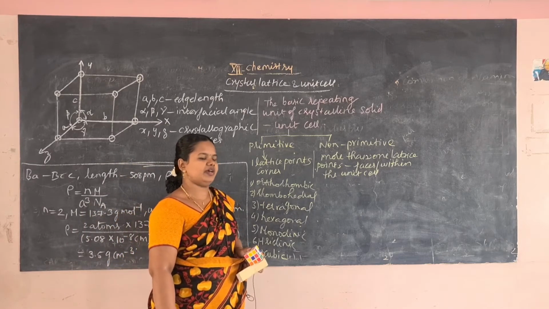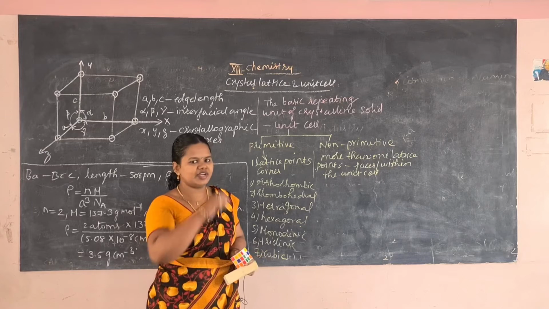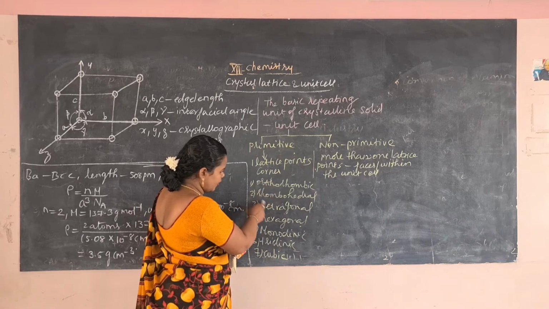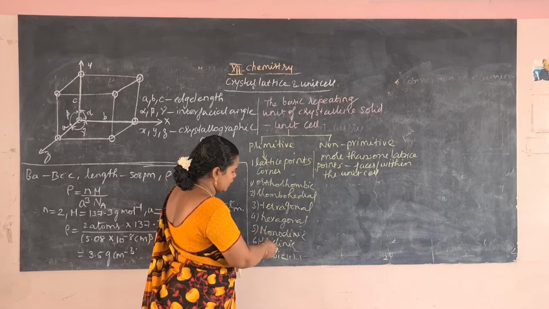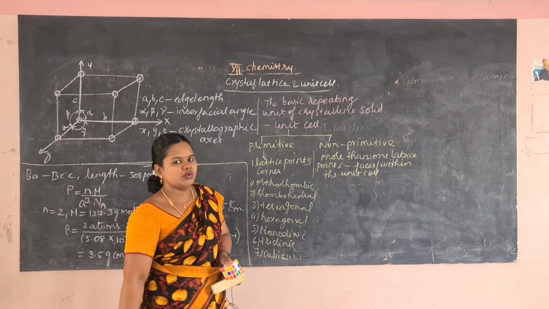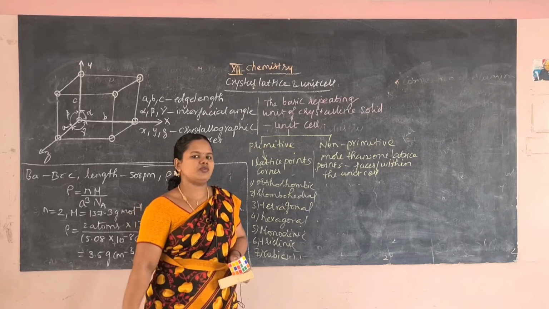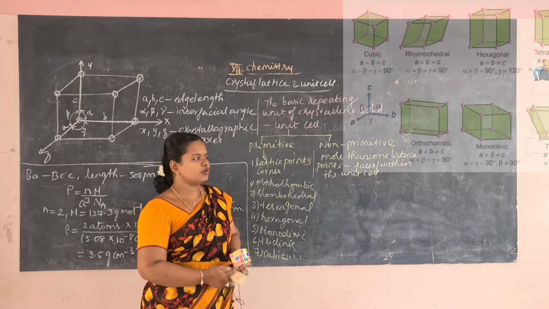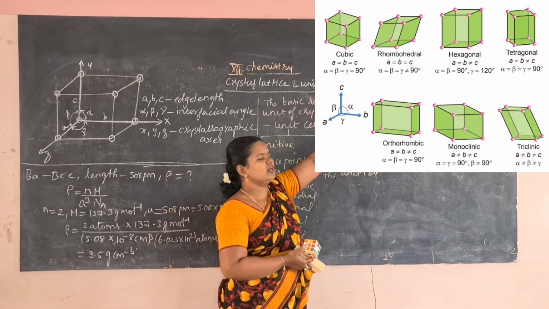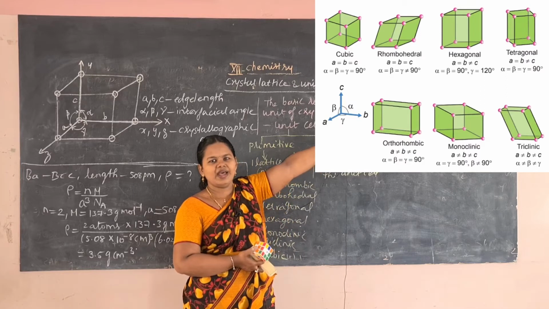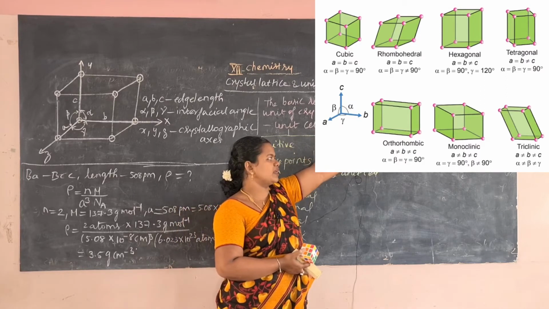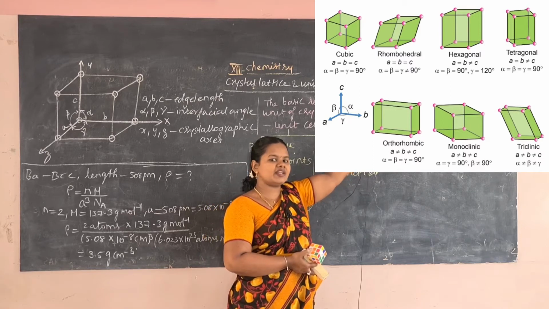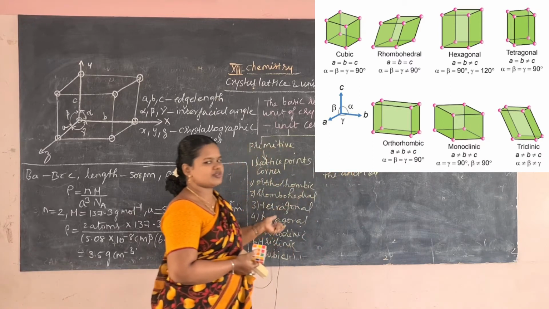The edge length will differ, and also the crystallographic axis will differ. So in these 7 types of unit cell, the interfacial angle and the crystallographic axis will differ. So you can look at those diagrams. We have the 7 types of unit cell, and in them you can see the edge length will differ, and the crystallographic axis and the interfacial angle will differ in these 7 types of primitive unit cell.